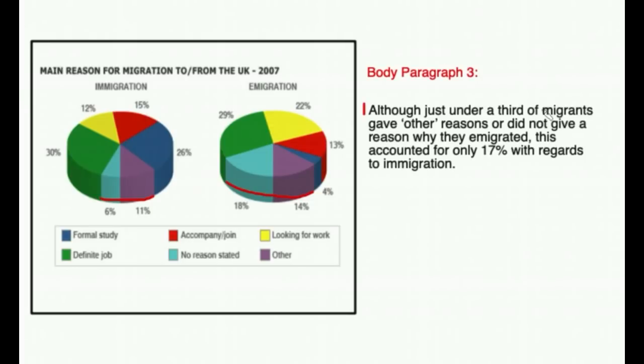What you'll see has been done here actually is these figures have been joined together. This comes to 32%, which is just under a third. So they've just been linked in as one group. So just under a third of migrants gave other reasons or did not give a reason why they emigrated. However, this only accounted for 17% with regards to immigration.